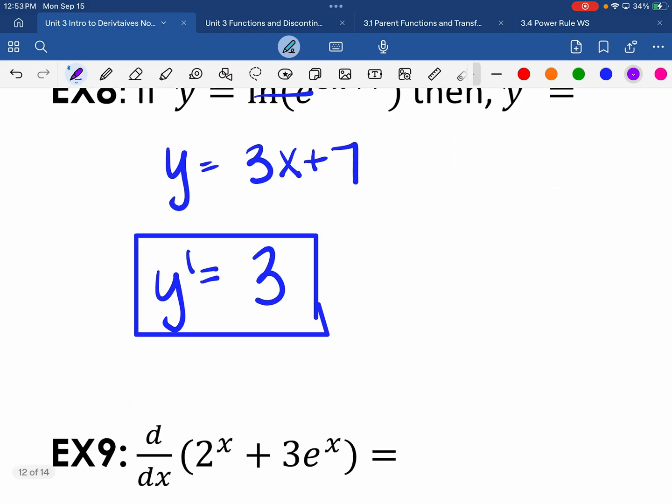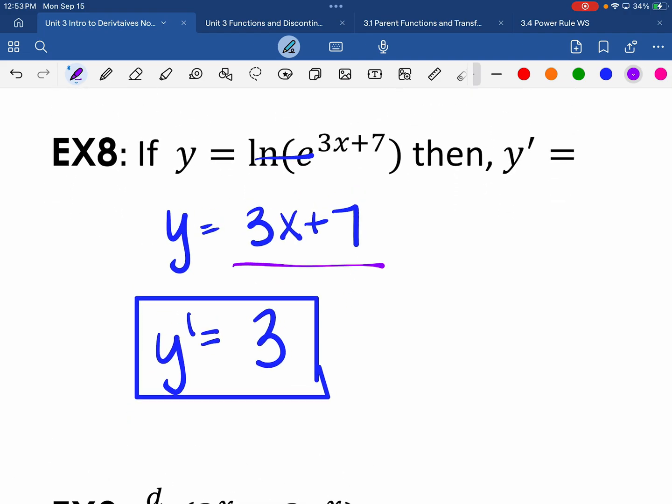So is that where the power rules apply also? Yes. If you have regular terms, like there's no e or ln or trig, just regular stuff with exponents, we power rule all of that.